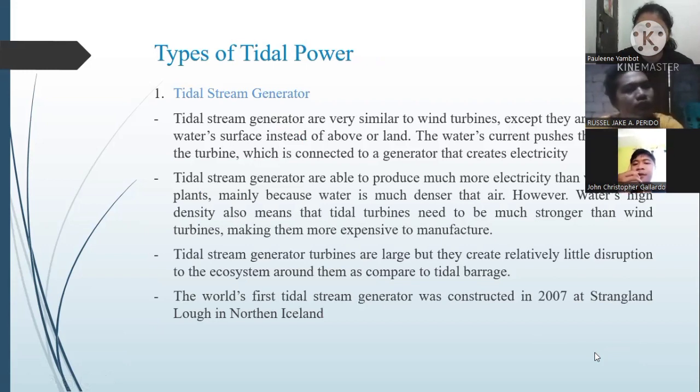Okay. Types of tidal power. Ang kaunahan po is yung tidal stream generator. Tidal stream generators are very similar to wind turbines, except they are below the water surface instead of above. The water's current pushes the blades of the turbine, which is connected to a generator that creates electricity.